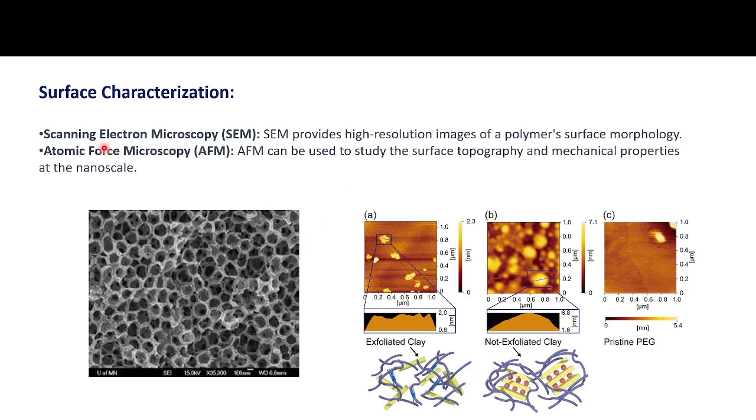So from there we can get an idea about the properties of this material. Like in this AFM study, as you saw in the picture, there is exfoliated clay, which means the clay is separated. But in non-exfoliated clay, the clay is an aggregated system, so it will aggregate like this. And this one is polyethylene glycol, where no clay is present. So from there we can get an idea about the properties of the material also.